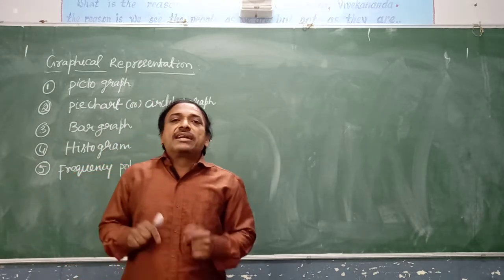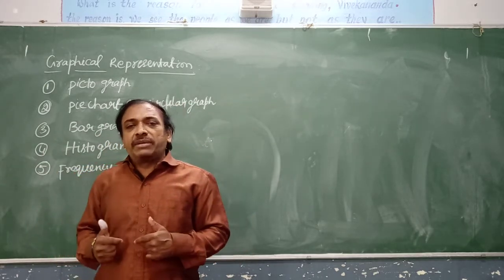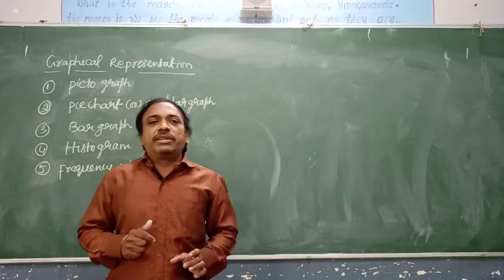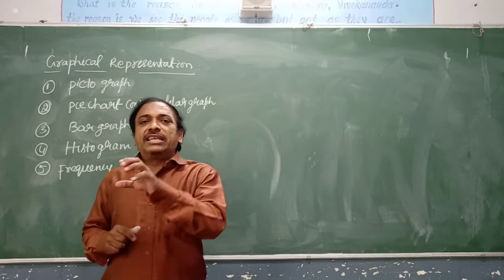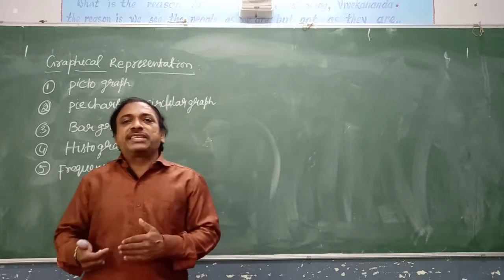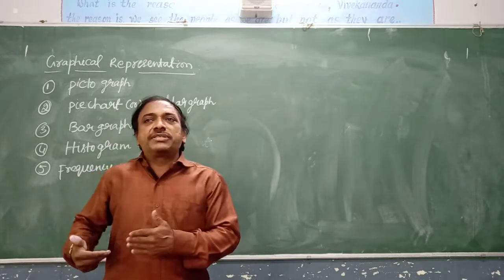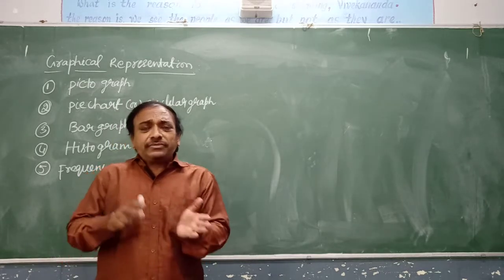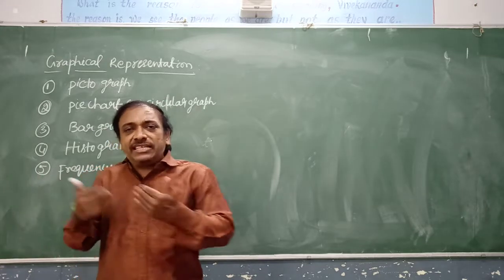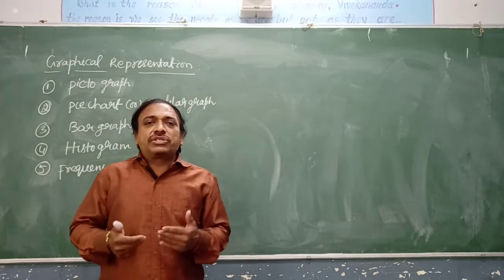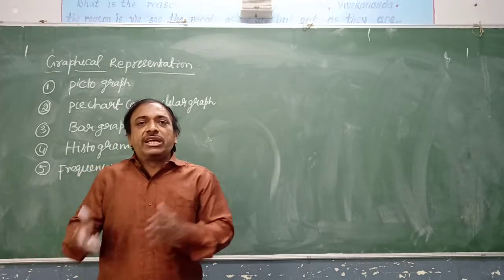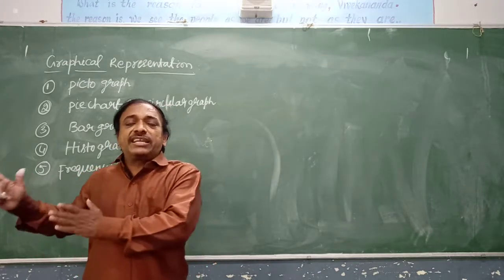Then by using class intervals, lower limit and upper limit, we prepared the grouped frequency distribution table, which is also tabular form: class intervals, then tally marks, then frequencies. So the same numerical data we are now representing in other forms, which are nothing but bar graph, histogram and frequency polygon. In this class we are discussing bar graph, histogram and frequency polygon. Numerical data we are representing graphically.